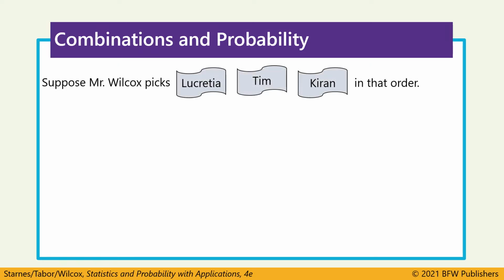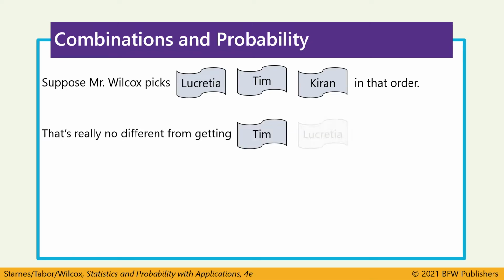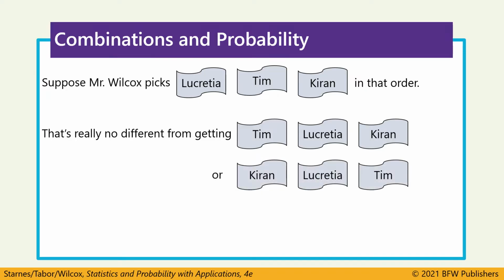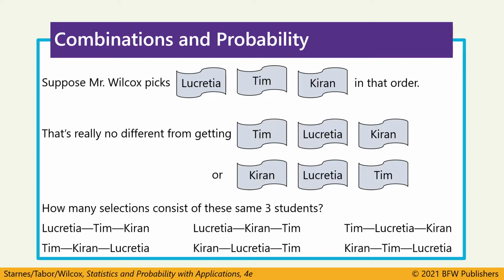So let's say we chose these 3 students in that order. That's no different than choosing the same 3 students in a different order. So in other words, if we pick 3 students in any order, we're still grading those 3 students' homework assignments.